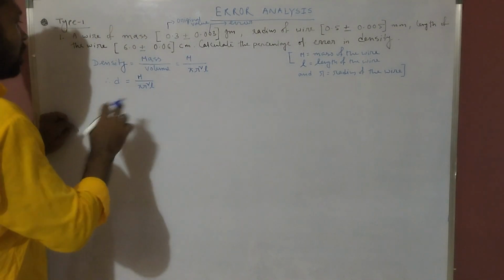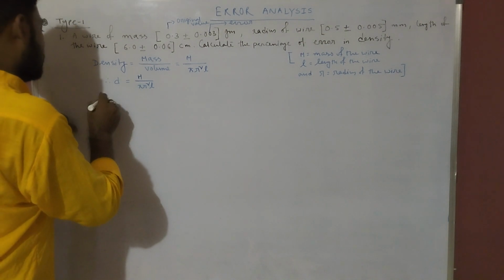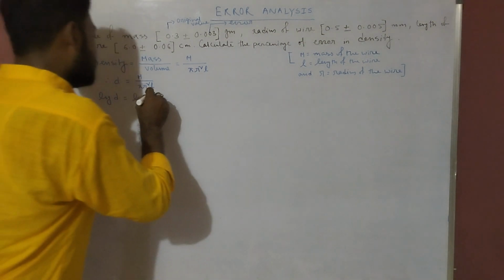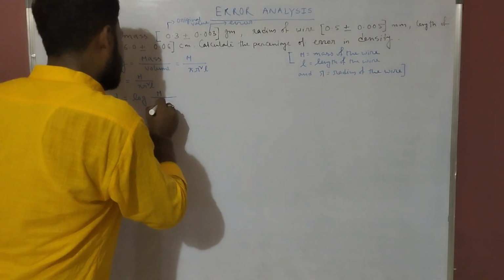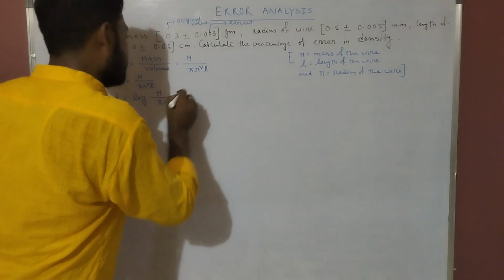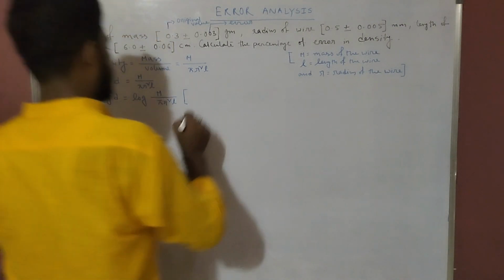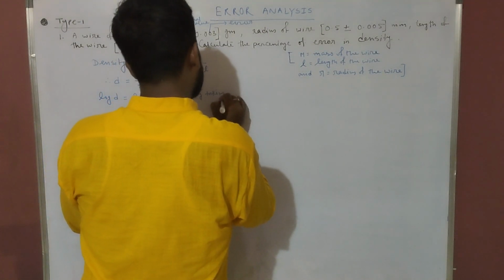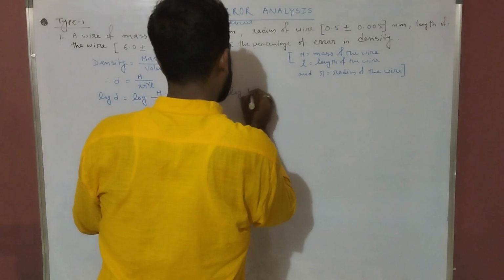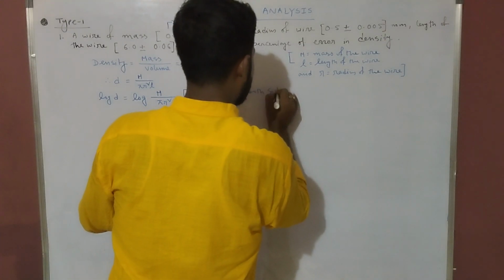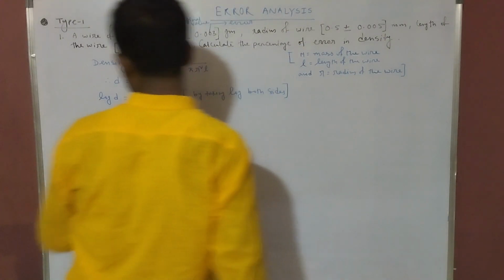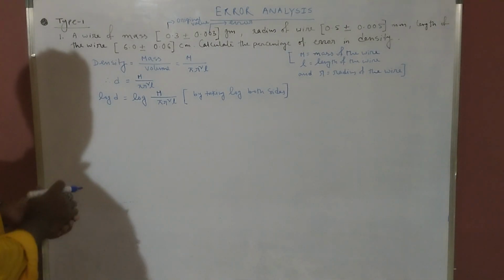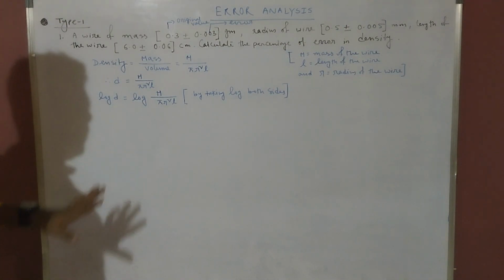So by taking log both sides, we can write log D is equal to log of m by pi r square L. By taking log both sides. Understood? Now you have to differentiate both sides.